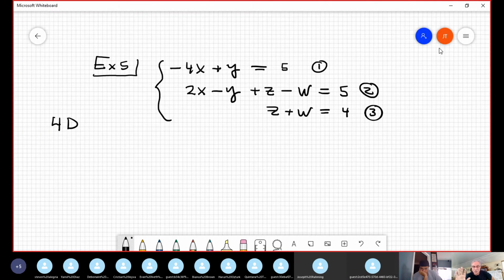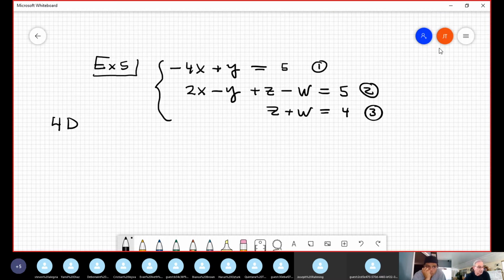Now, for us, the geometric representation is not important. Each equation represents not a plane but a hyperplane. It's another definition, higher than the plane. It's a plane that lives in 4-dimensional space. Okay. I don't care. Geometry is complicated in this case.